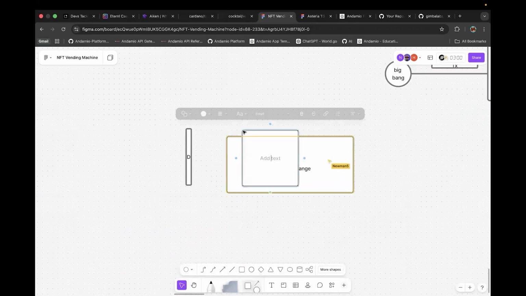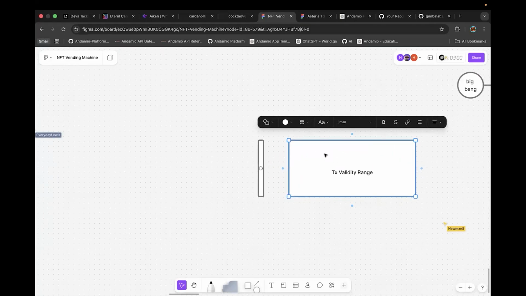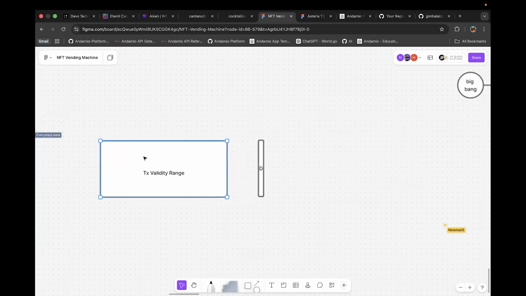And from the transaction, you get the validity range. To make sure whether the transaction is happening after the deadline or not, all we have to do is... oh, one second, let me remove this. Okay, so this is the transaction validity range. Now all we have to check is whether the transaction is happening after or before the deadline. If it is happening after, we need to check the lower bound. But if it is happening before, we need to check the upper bound.